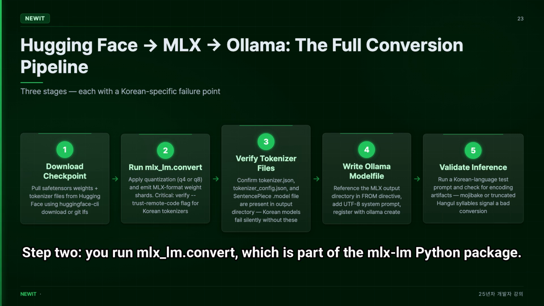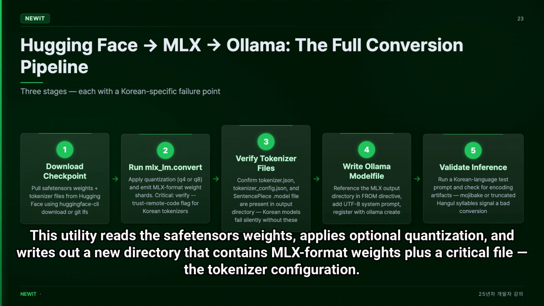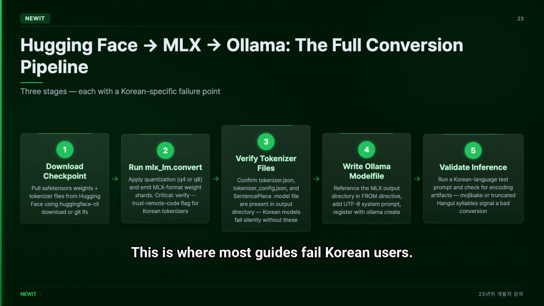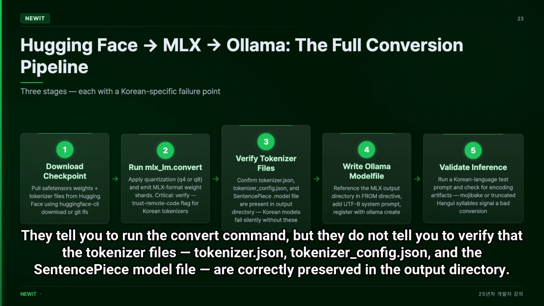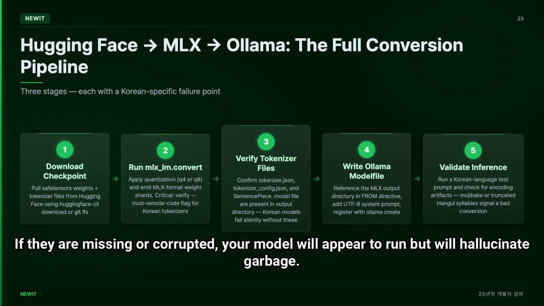Step 2, you run mlx_lm.convert, which is part of the MLX Python package. This utility reads the SafeTensors weights, applies optional quantization, and writes out a new directory that contains MLX format weights plus a critical file, the tokenizer configuration. This is where most guides fail Korean users. They tell you to run the convert command, but they do not tell you to verify that the tokenizer files, tokenizer.json, tokenizer_config.json, and the SentencePiece model file, are correctly preserved in the output directory. If they are missing or corrupted, your model will appear to run but will hallucinate garbage.